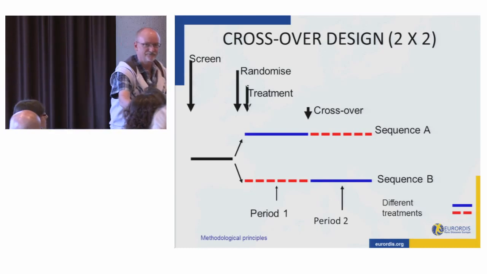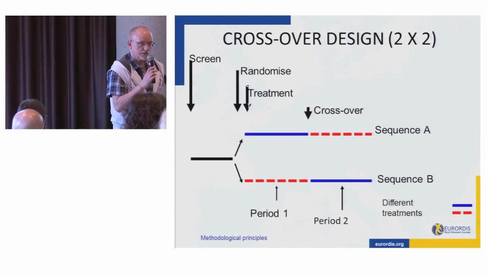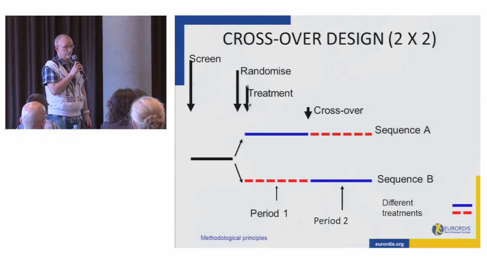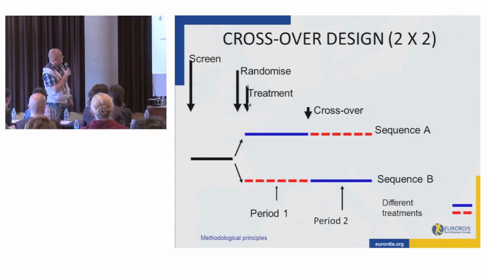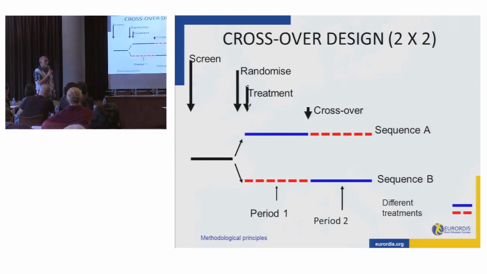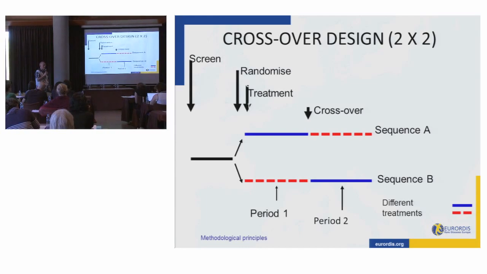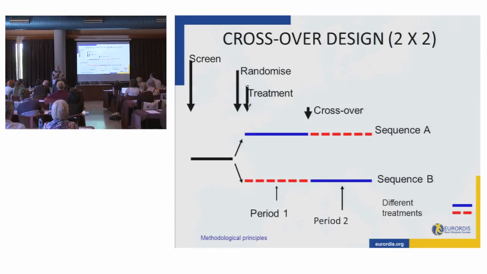Maybe the treatment you're giving in period 1, so the red treatment, affects whatever's happening when you're giving the blue treatment, or vice versa. If we assume that the blue treatment is the active one, it may carry over. The treatment effect may carry over to period 2. We call it a carryover effect, and that is why in these types of trials you have a washout period between period 1 and period 2. And the duration of the washout period depends on how quickly the drug is eliminated from the body.